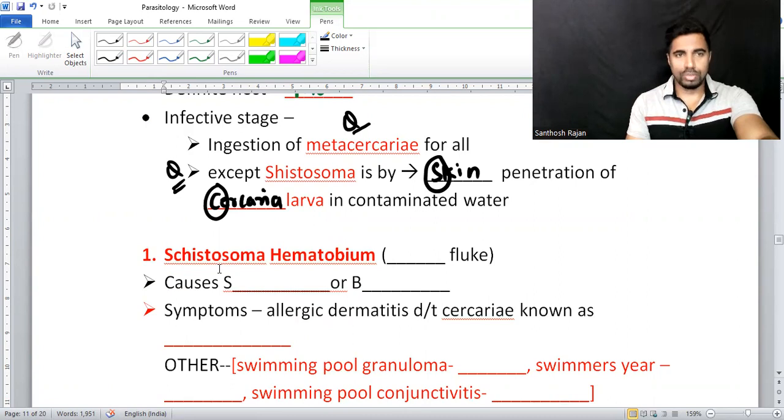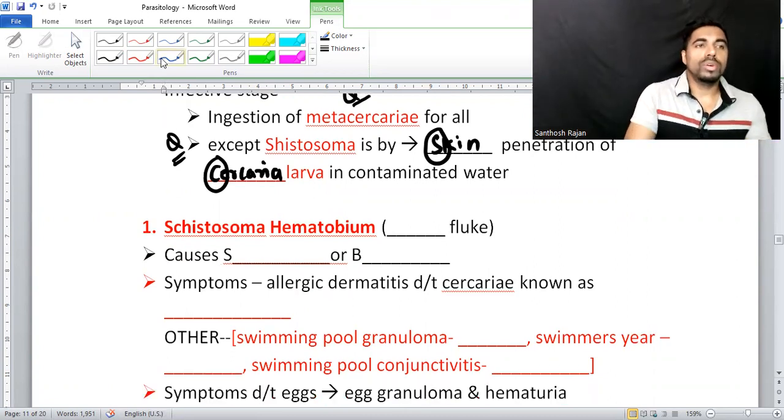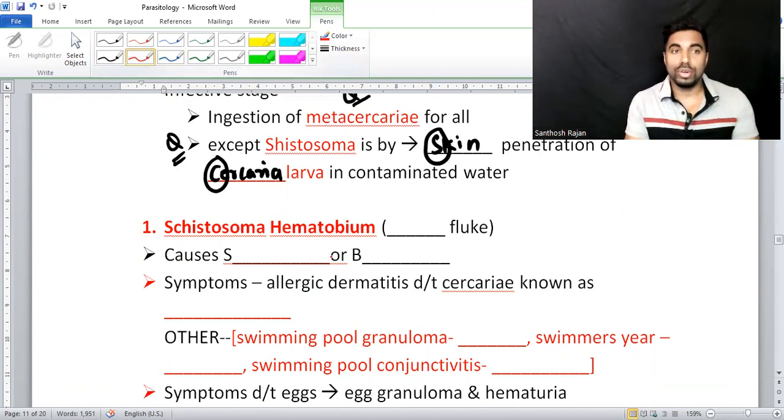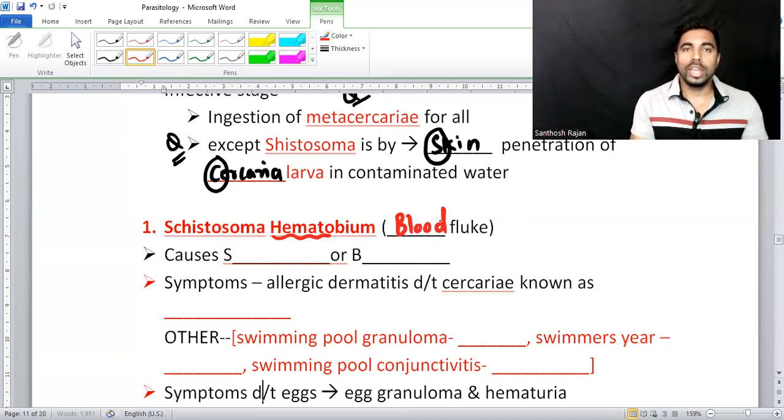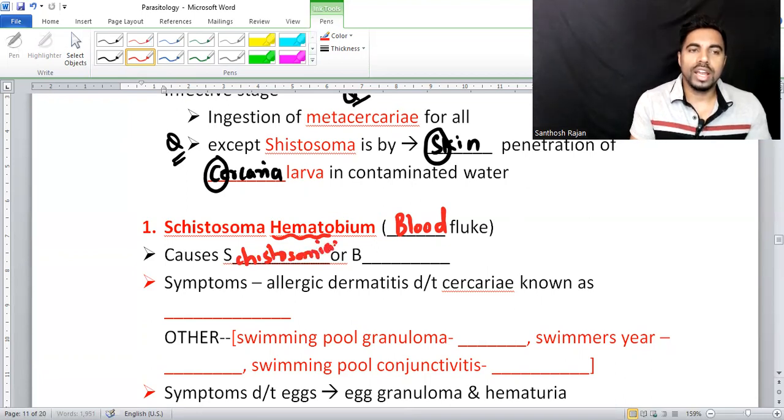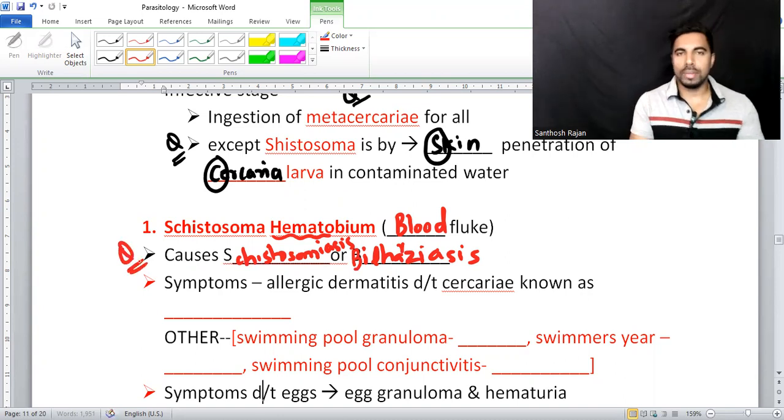So now let's start with haematobium, the first important one. Schistosoma haematobium, as the name itself says, is very bloody. Haematobium, it's a blood fluke. It causes schistosomiasis. The other name is bilharziasis, B-I-L-H-A-R-Z-I-A-S-I-S. Bilharziasis is caused by Schistosoma, any Schistosoma, but here we particularly talk about Schistosoma haematobium.